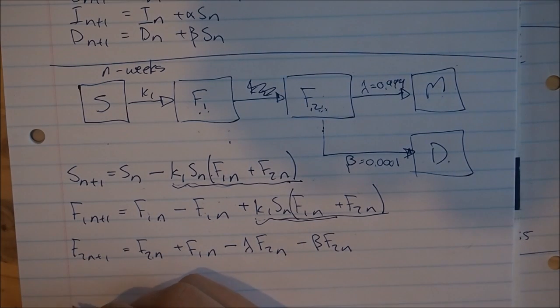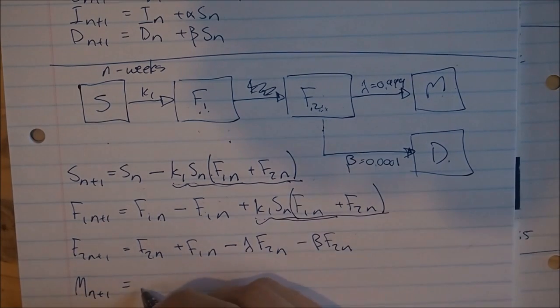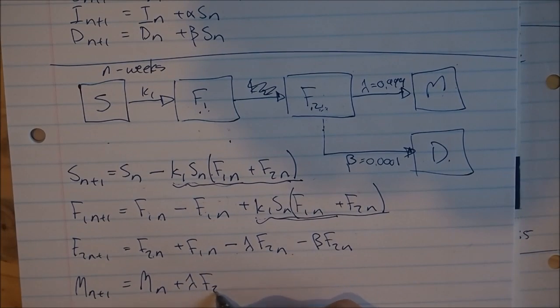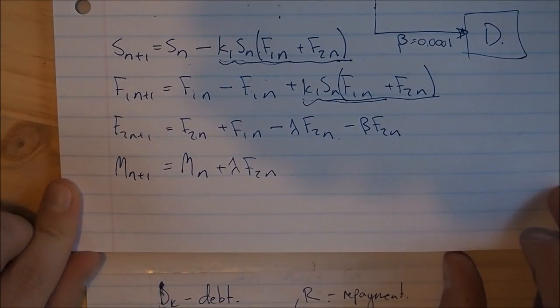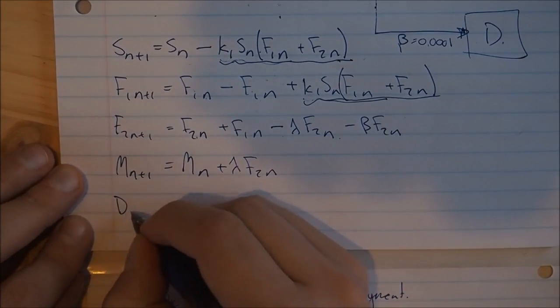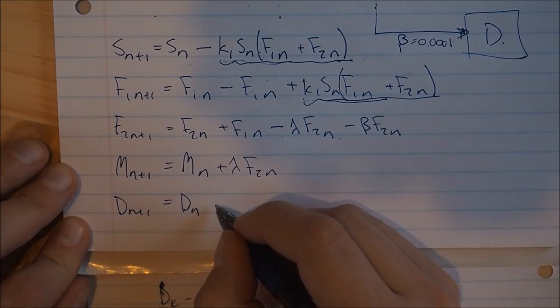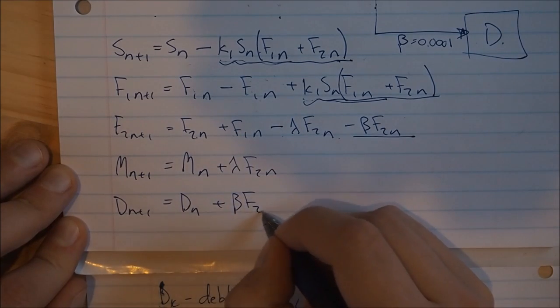And then finally, or penultimately, M(n+1), so the number of immune people at the next time step, is equal to the number of immune people now, plus these people here. They become immune, lambda F2n. And lastly, the number of people that have died, D(n+1), is equal to the number of people that have died in the previous time step, plus these people here, beta F2n.